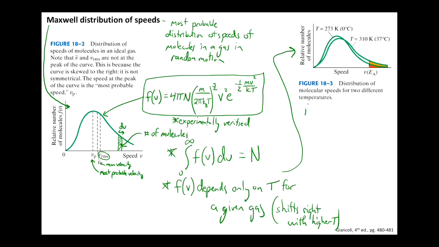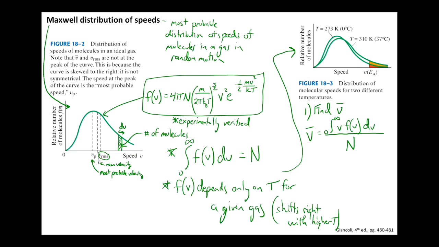So a couple of different things we can do. First of all, let's see if we can find this mean or average velocity. Finding the mean or average velocity. So the way we're going to do that is something like this. The mean velocity is going to be equal to the integral from 0 to infinity v f(v) dv over N. So I'll write it down.